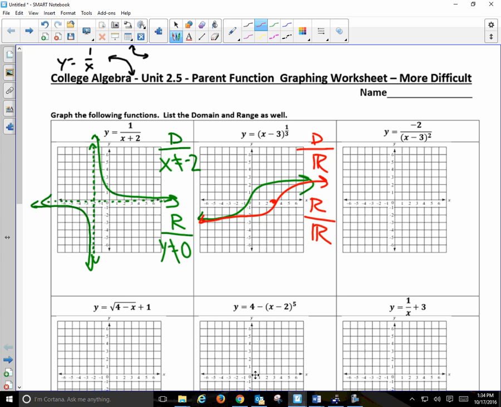Okay, the third one, parent function. What do you got? Good try, not quite. It's a reciprocal function, but it's squared, right? So they both either want to be above or below. You saw from what we graphed before that the 1 over x squared looks like this, okay? So the x minus 3 will move it 3 to the right.